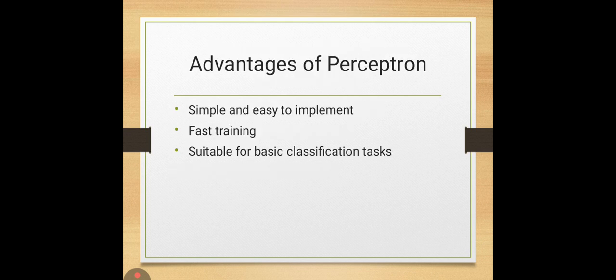So what are the advantages of perceptron? The main advantages of a perceptron are that it's simple, easy to use and implement, it has a faster training process, and it's suitable for basic classification tasks.